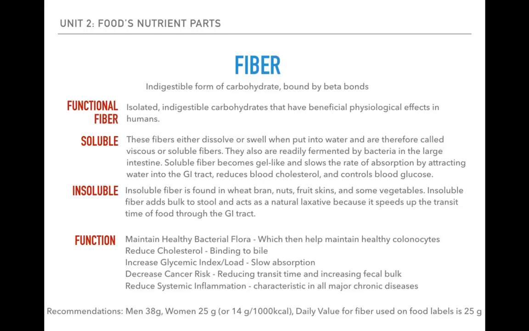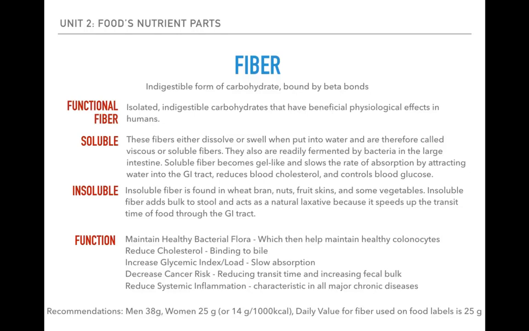Now, the function of fiber, it's got many of them. It actually has its hand in many different chronic illnesses. So we already said that it can maintain healthy bacterial flora. Believe it or not, when bacteria consume fiber, oftentimes they will excrete short chain fatty acids like butyrate. And that butyrate can be consumed by the cells lining your large intestine. It could actually be food for the cells of your colon.